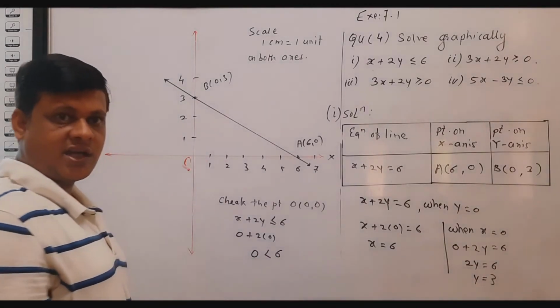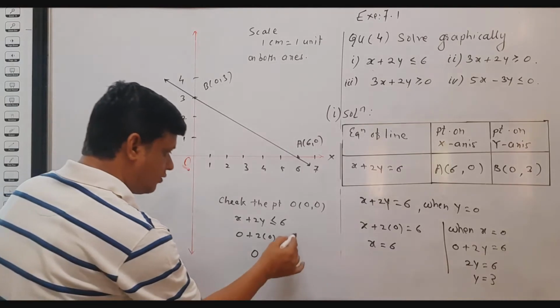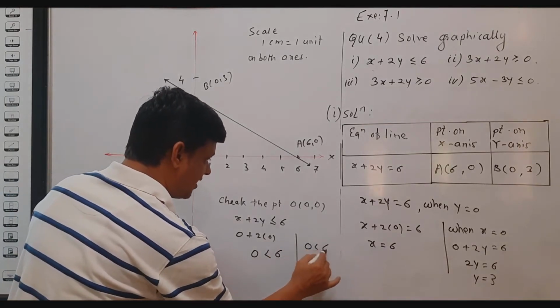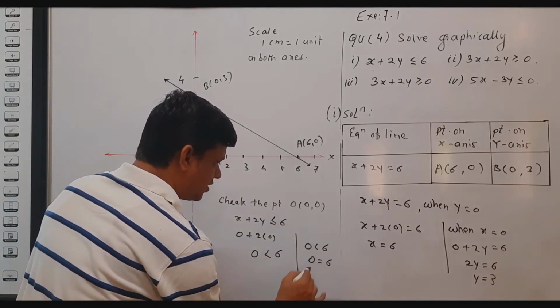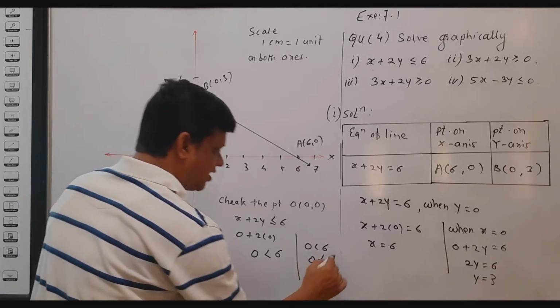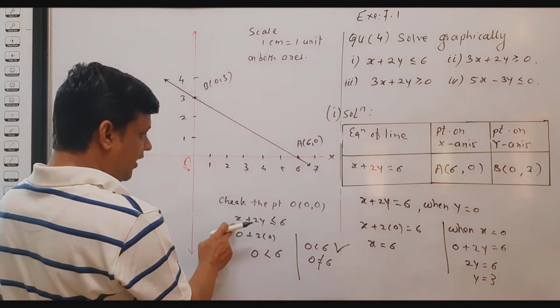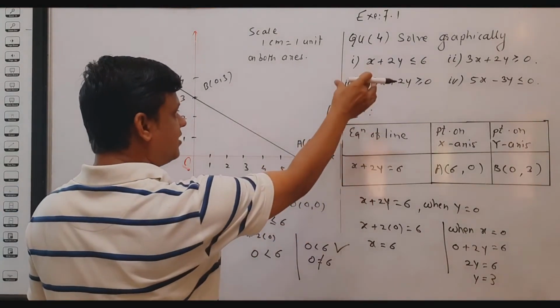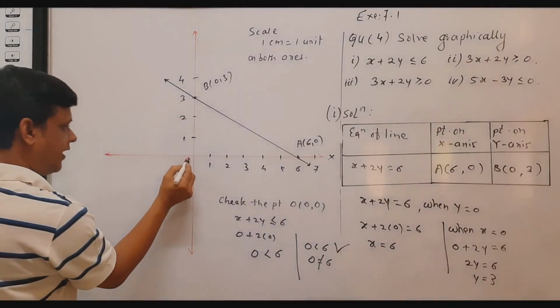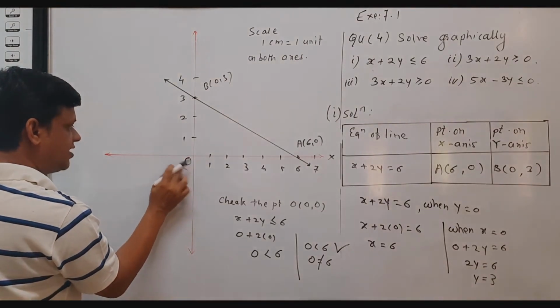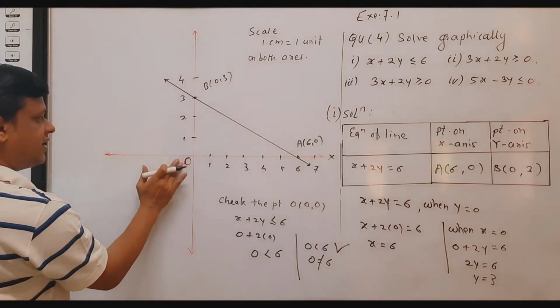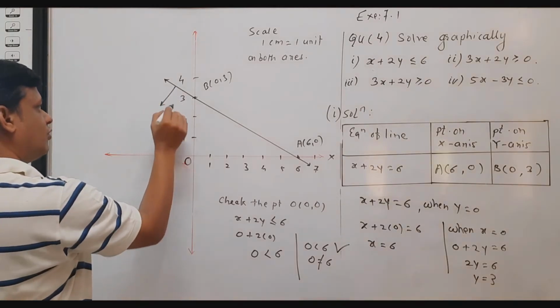So the condition is satisfied. Now we have to check two conditions, 0 less than 6 or 0 equals 6. This condition is not satisfied, but this condition is satisfied. So this point satisfies this inequation. That means this point O, which is the origin, is included in the solution set. So we mark toward this point.